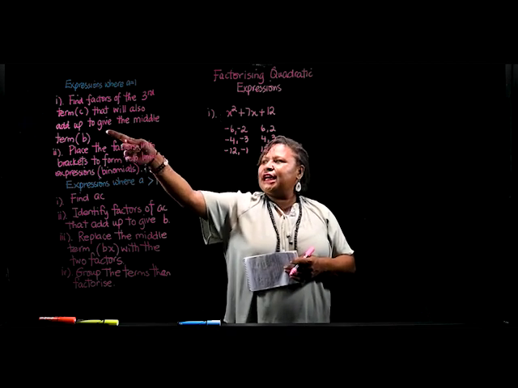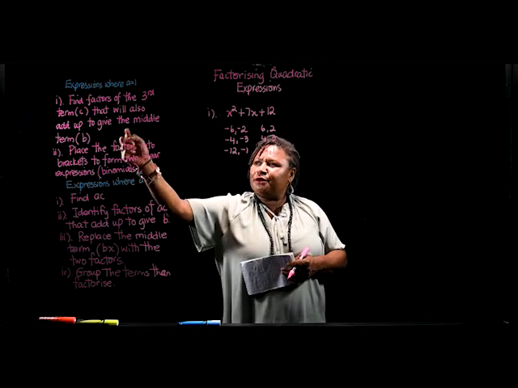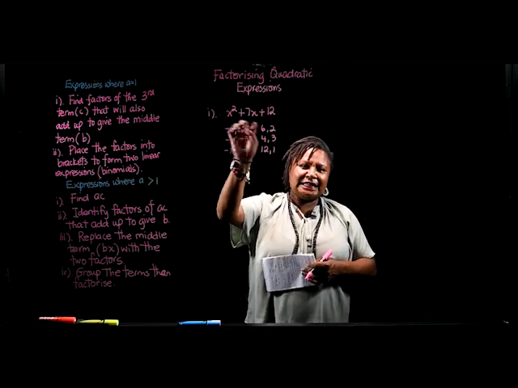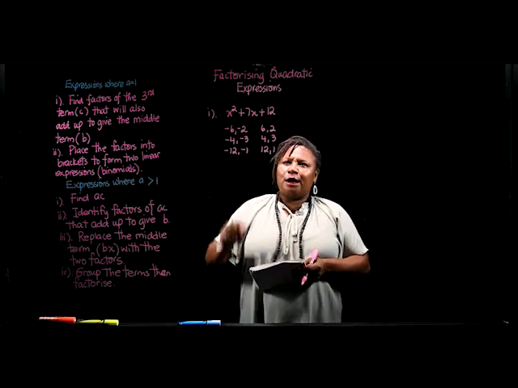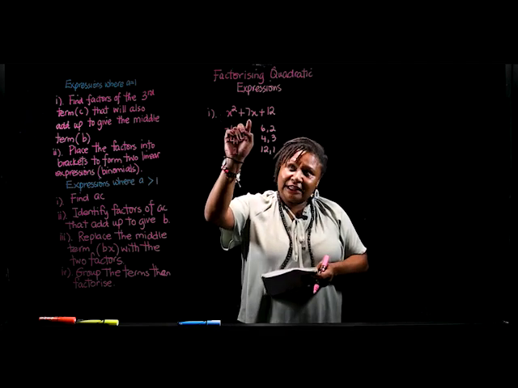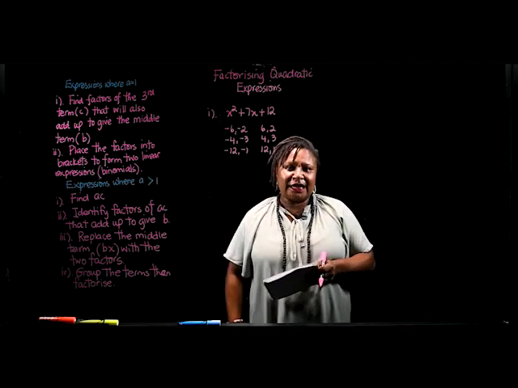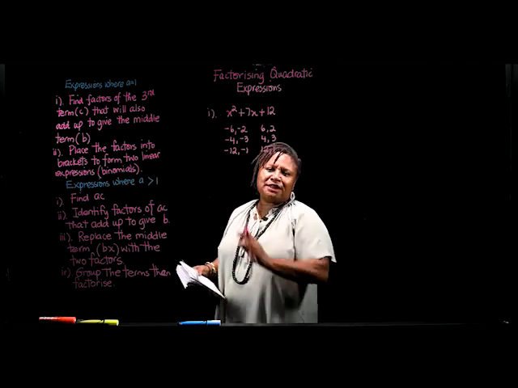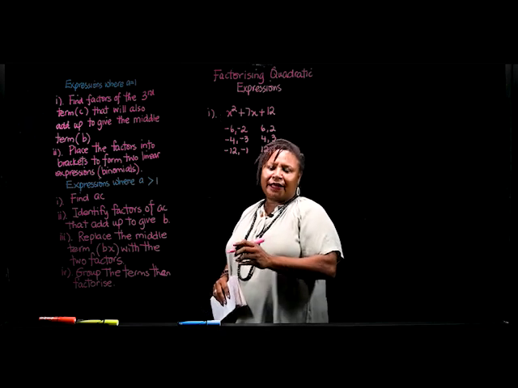Now, the next part of the first step, we have to find that pair of factors that will add up to give the middle term. What's the middle term in our expression? 7x. But we need to find the factors that will give us a sum of 7. So we are going to add all of these factors to find the correct pair.